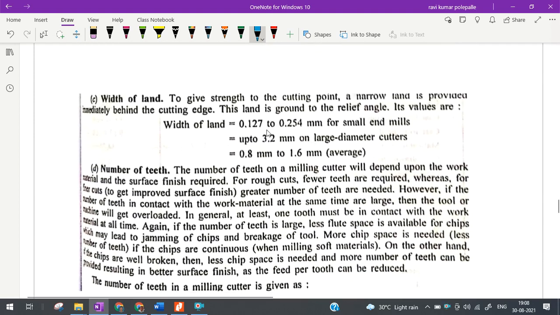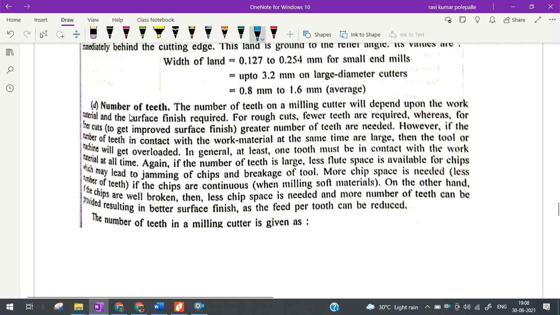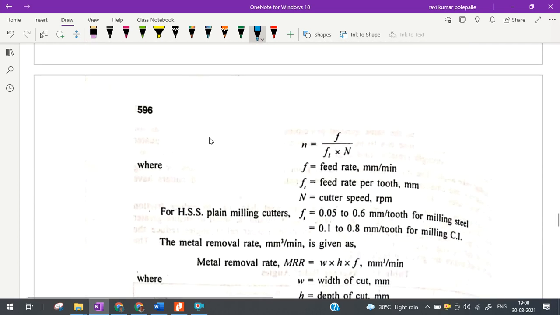Width of the land, 0.127 to 254, 3.2 for large diameter cutters. And the number of teeth, this is an important point. How much should be the number of teeth? It is always a question. So n is f by ft into n, where F stands for the feed rate, mm per minute, and ft is the feed per tooth. Feed per tooth is a practice which is followed for milling cutters. n is the cutter speed in RPM.